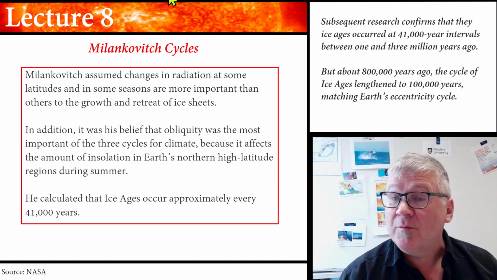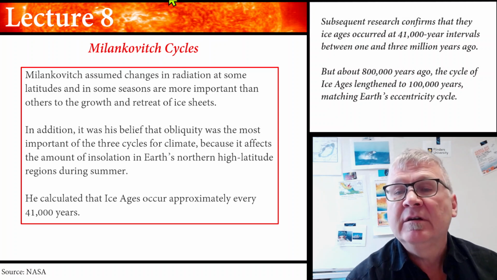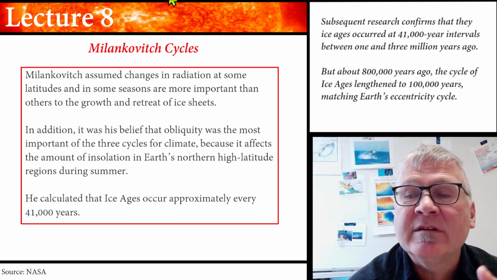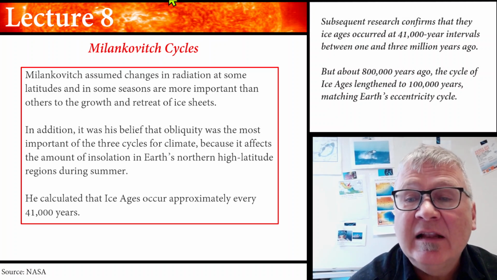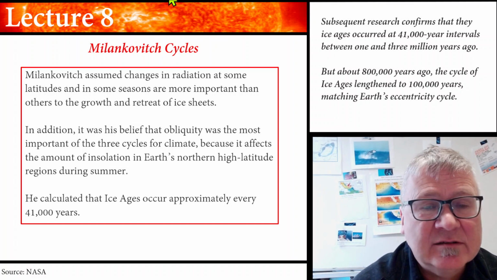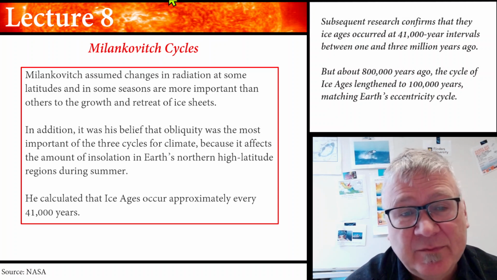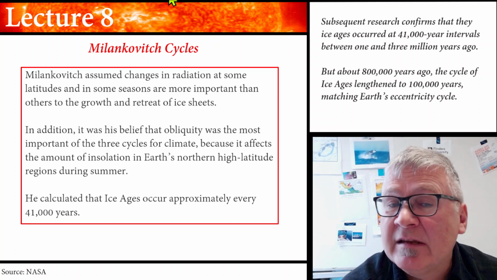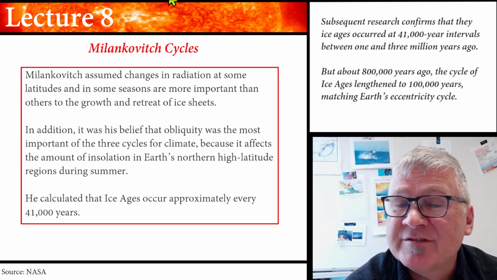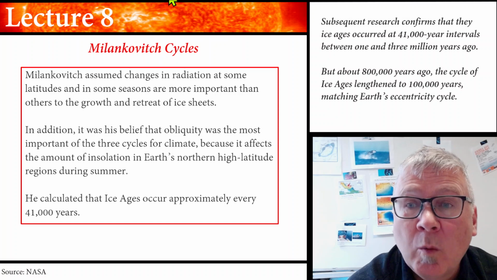Subsequent research confirmed that ice ages actually occurred at 41,000 year intervals between 1 and 3 million years ago. However, about 800,000 years ago, the cycle of ice ages lengthened to 100,000 years, matching the Earth's eccentricity cycle. Okay? There are still some things that need to be worked out, but there is a correlation between the timing of Milankovitch cycles and the timing of ice ages and interglacial warm periods.